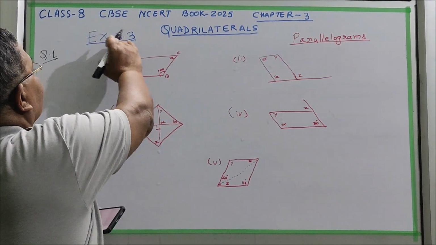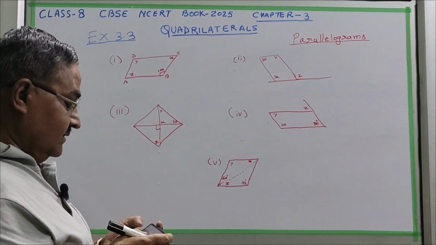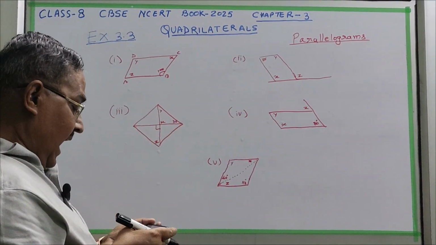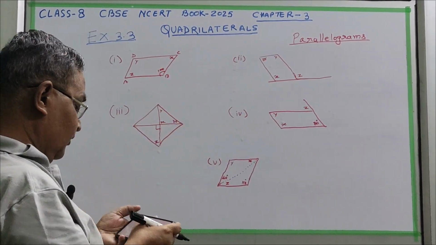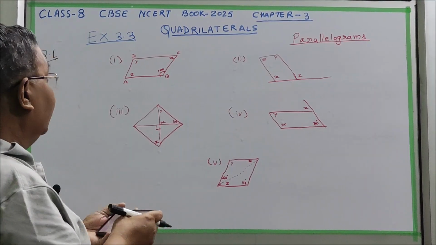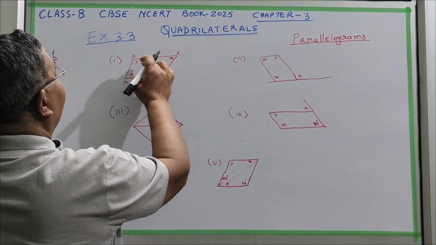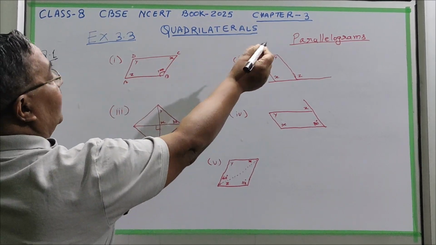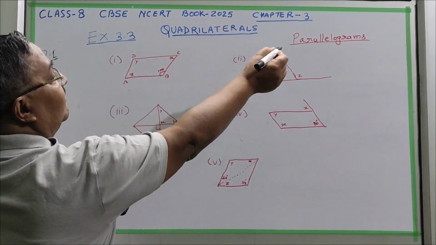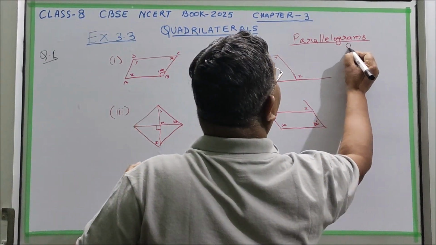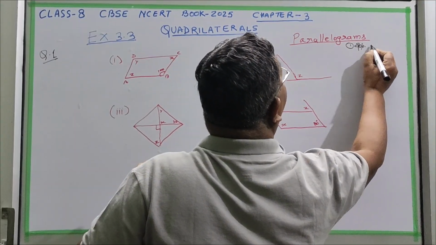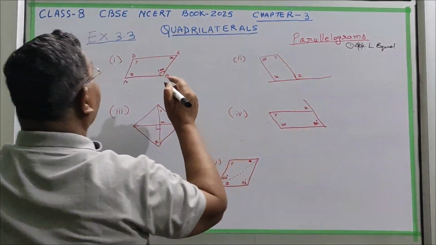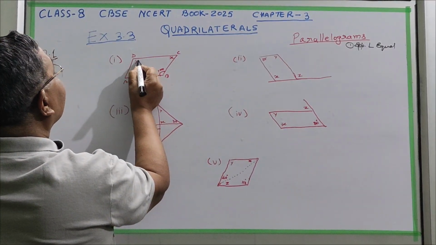Now we will go to exercise 3.3, question number 1. These diagrams are there, and in them you have to find the values that are not given. So here you have to find the values of x, y and z. It is a parallelogram, so opposite angles are always equal. We will use this property, so here it will be 100.